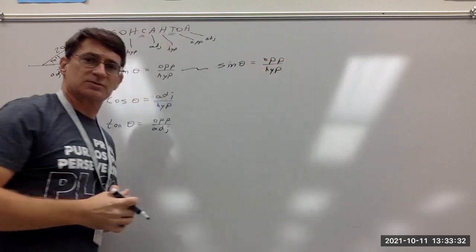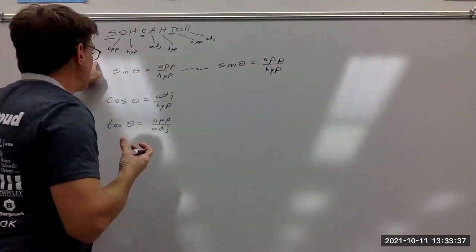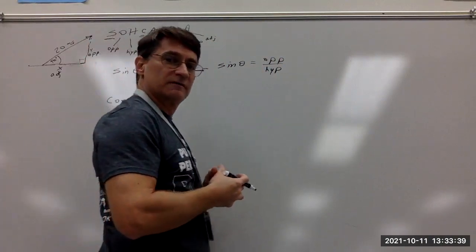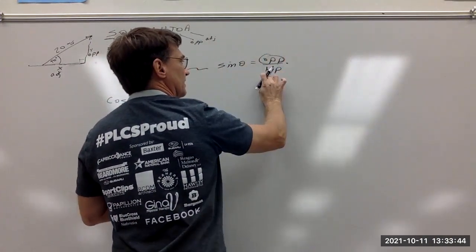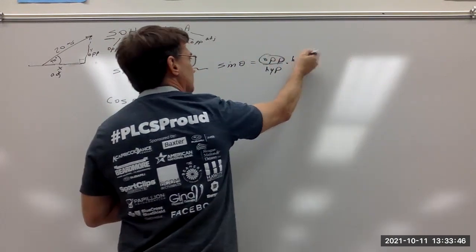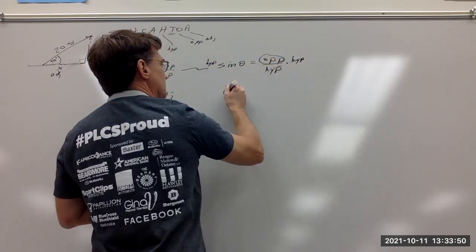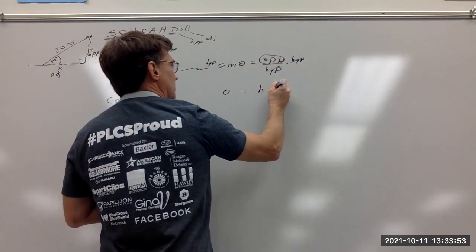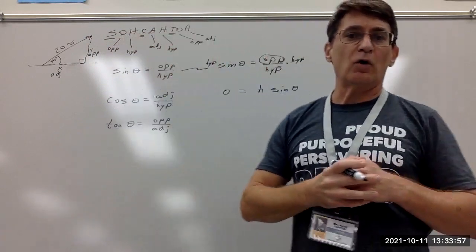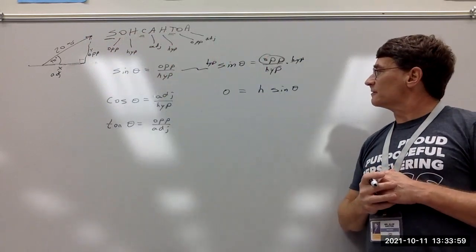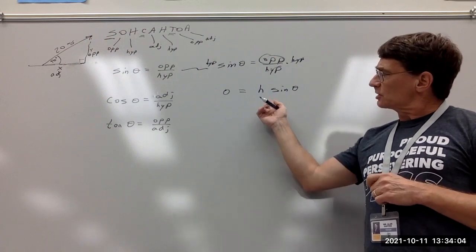Notice I write the equation I'm starting with. I want to solve in this case for the opposite, right? Opposite is what I want to try and find. So I want to do some algebra to get opposite by itself. To do that, I have to get rid of hypotenuse, so I'm going to multiply by hypotenuse. Now I can say opposite equals hypotenuse times the sine of theta. Instead of writing OPP, I just write O. Instead of writing HYP, I just write H. That's pretty typical.